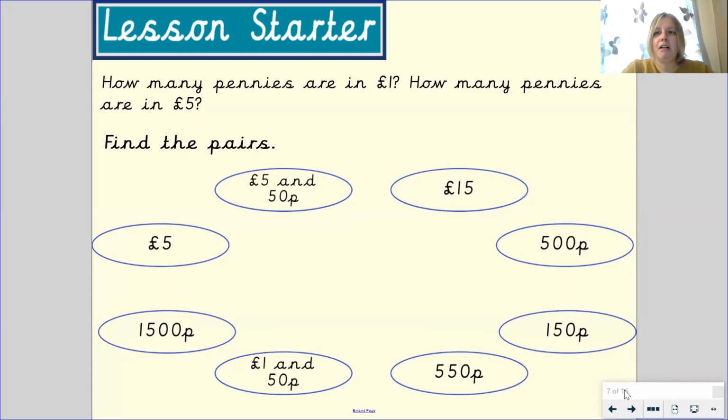Now we're going to be practicing our converting between pounds and pence, which is a skill that we learnt last week. And we need to find the pairs. We've already found a pair by working out that in £5 there are 500 pennies. So I can take my pen and I can join those two amounts together. £5 is equivalent to 500p.